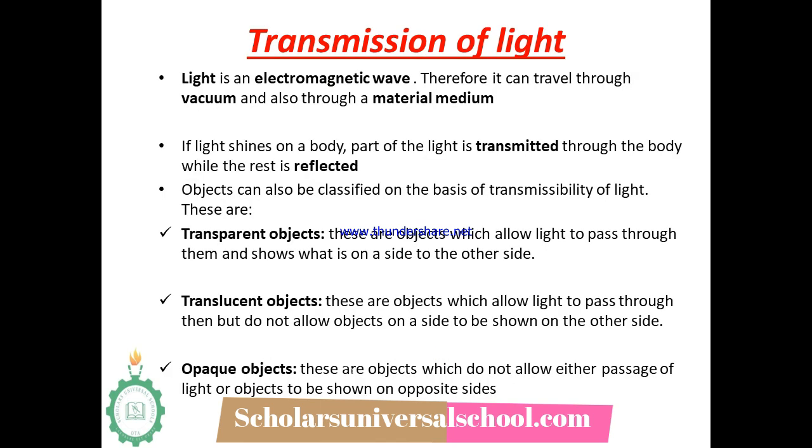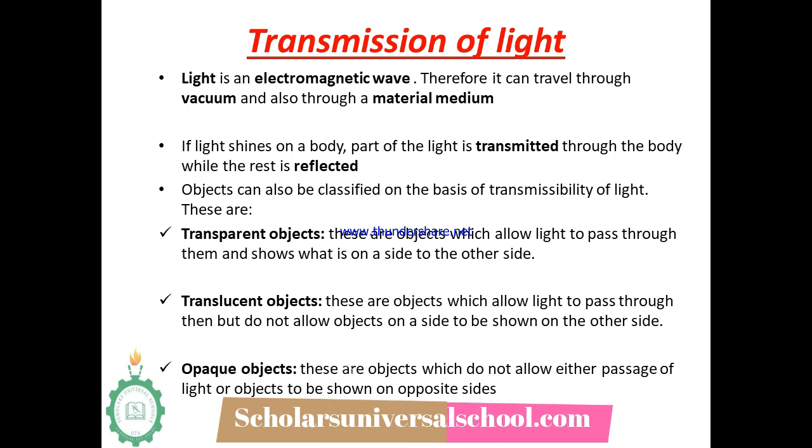Now let's move on to transmission of light. Light also is an electromagnetic wave. What does electromagnetic wave mean? Electromagnetic wave means that this is a wave that has to do with the superposition of electric field and magnetic field. Electromagnetic wave is a wave that is formed by superposition of what? Electric field and magnetic field.